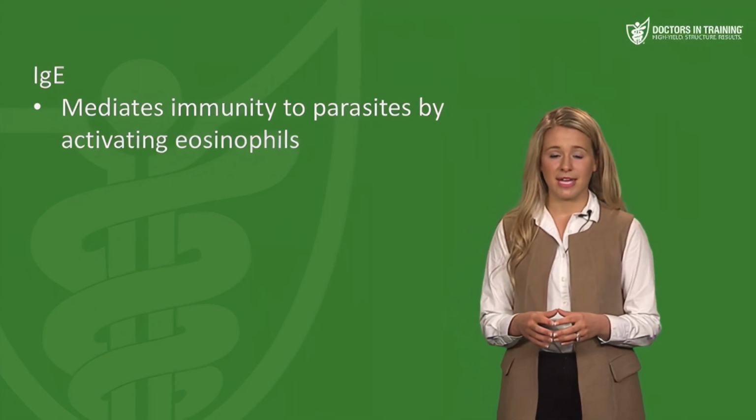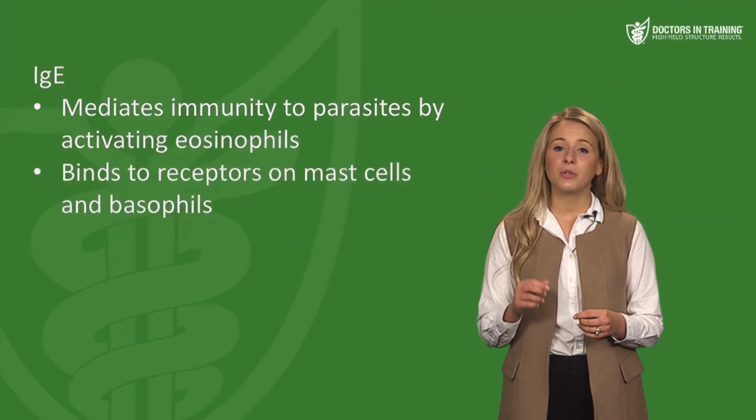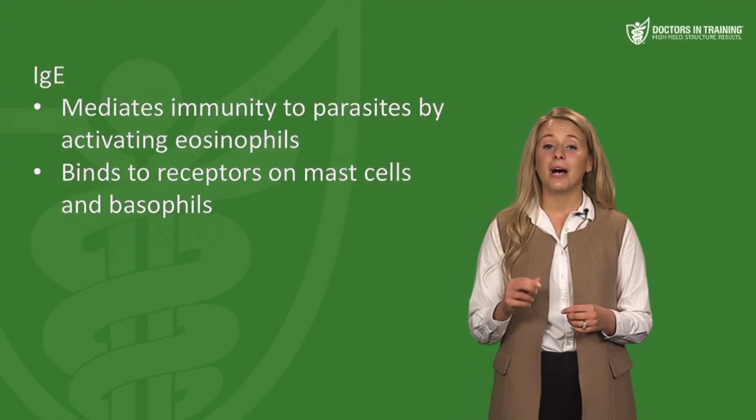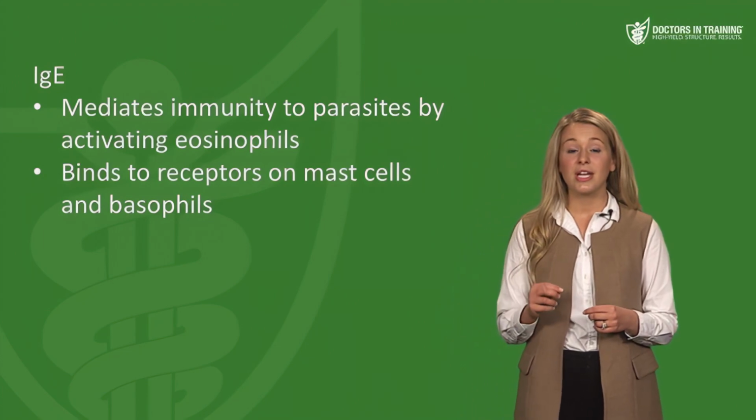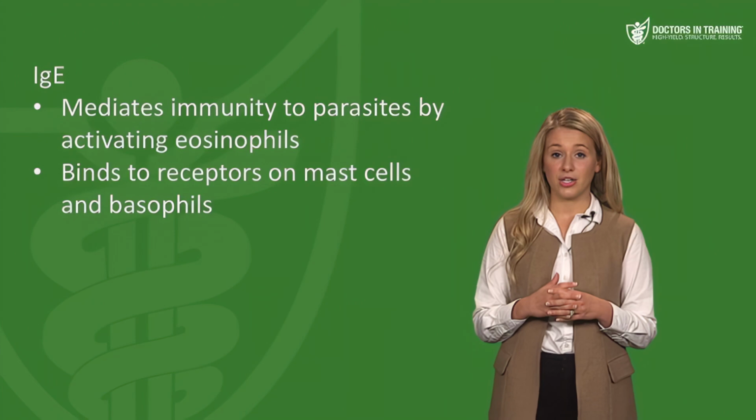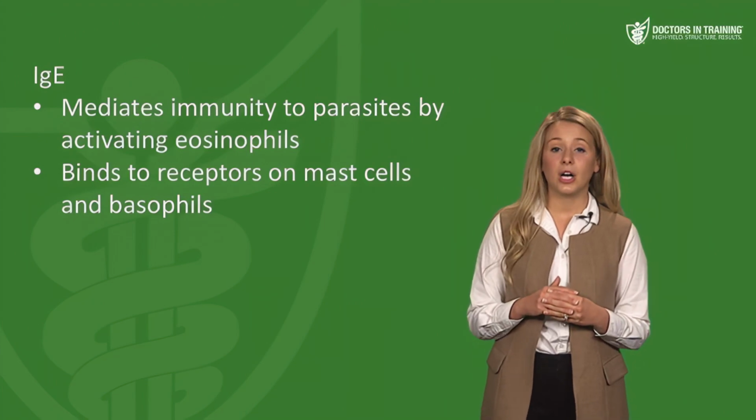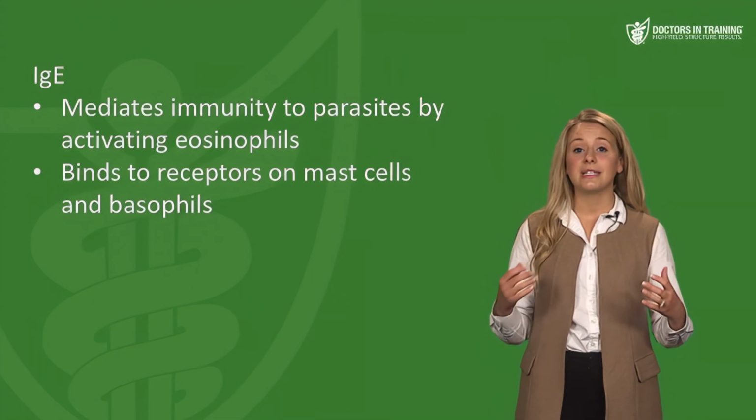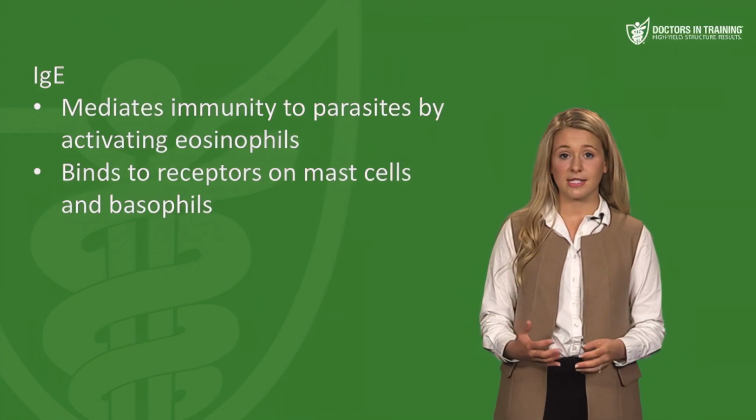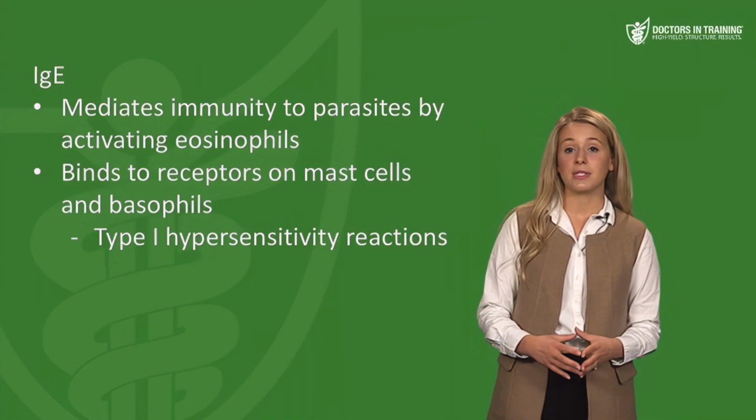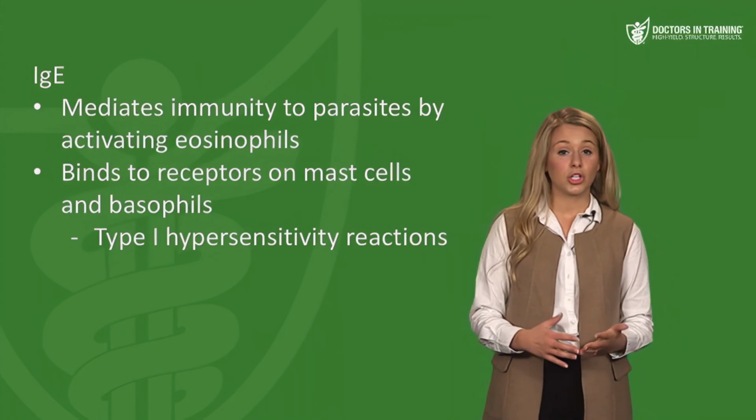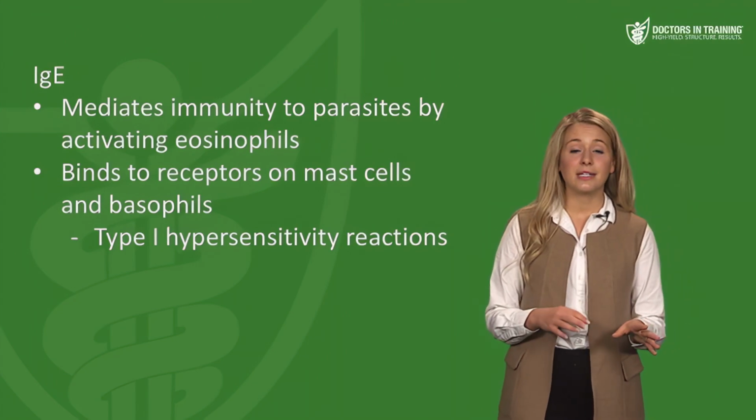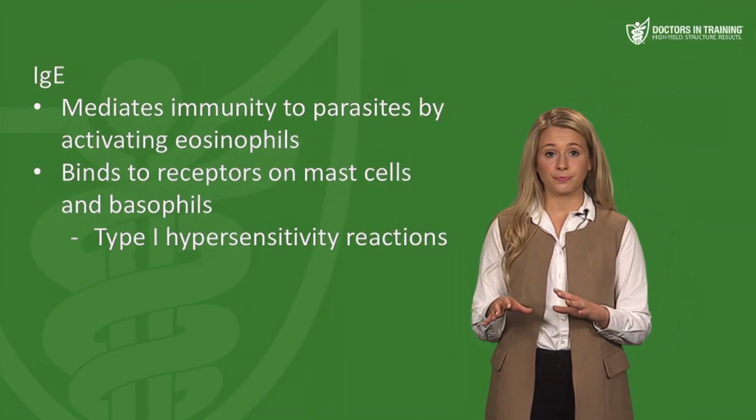IgE's other claim to fame is that it can bind to a specific receptor found on mast cells and basophils, and then when that bound IgE binds to an antigen, it starts cross-linking with other IgE antibodies. And that causes the mast cells and basophils to degranulate and start releasing histamine and a bunch of other substances that can lead to type 1 hypersensitivity reactions, or allergic reactions. So for IgE, think about parasites and think about allergies.